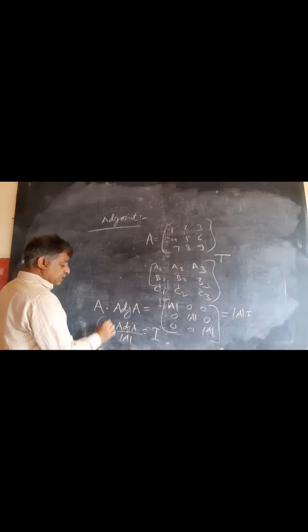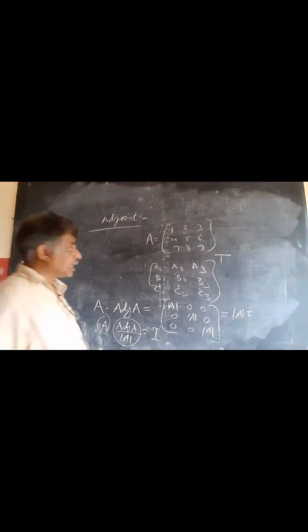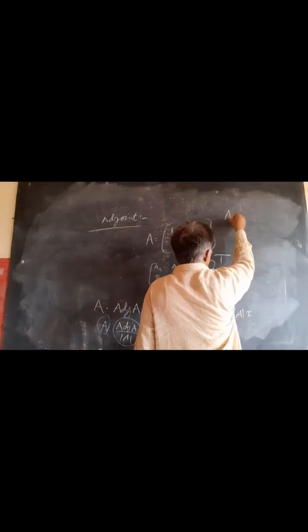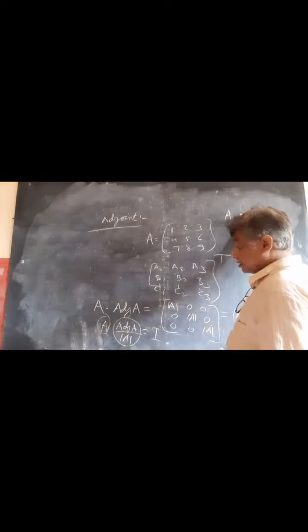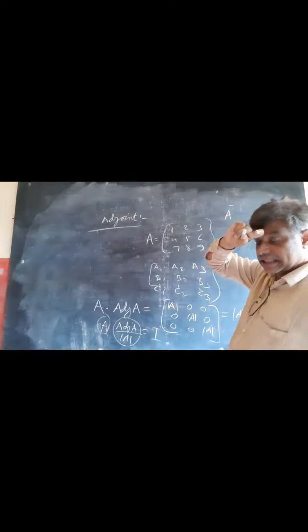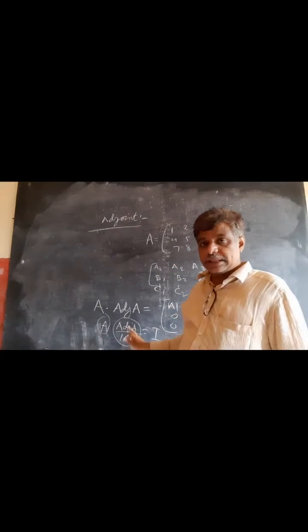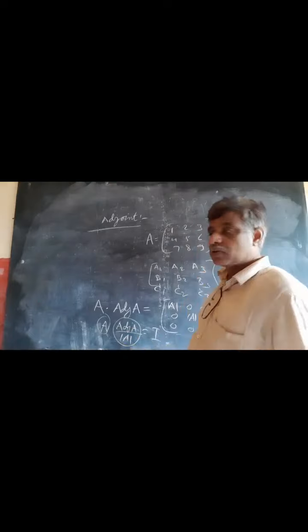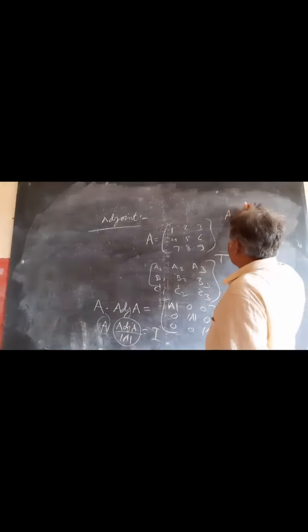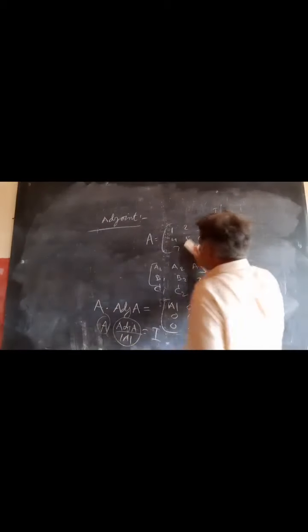Means one is the inverse of the other. Means if A is non-singular, then only inverse exists. First and foremost thing, the denominator has det. So this is defined only if det A is not equal to 0. Means if A is non-singular, then only inverse is possible.